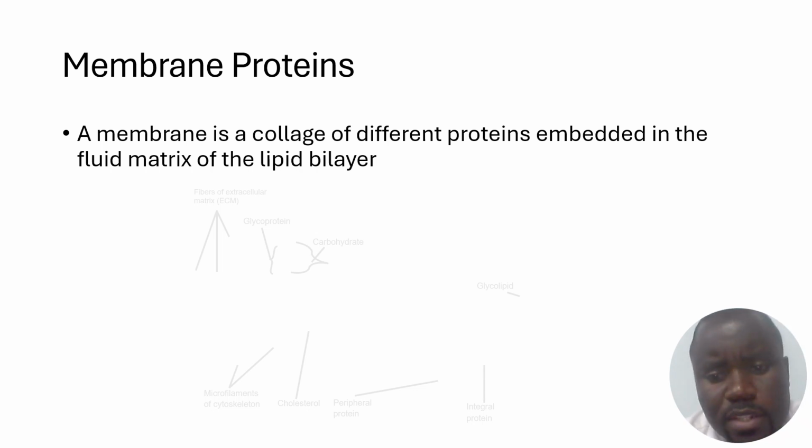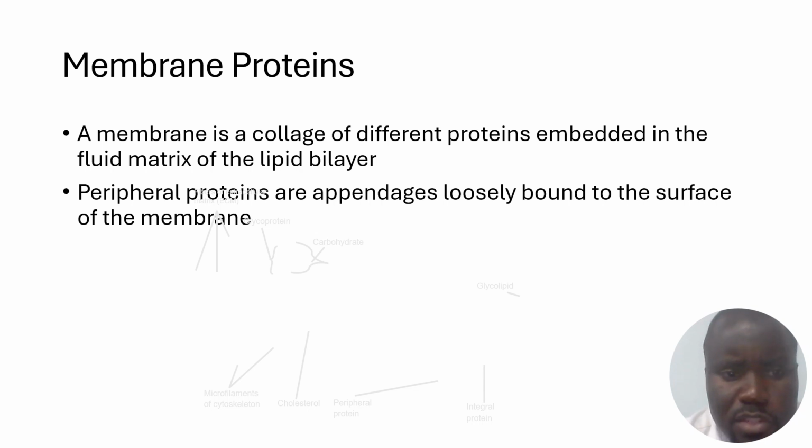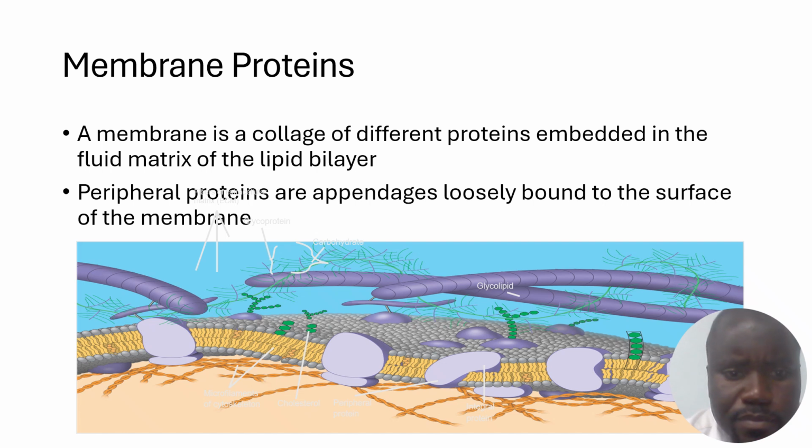If you still look at the membrane as described using the fluid mosaic model, we see that the membrane is a collage of different proteins embedded in the fluid matrix or the fluid bilayer. And some of these proteins are on the surfaces of the bilayer, so they are called peripheral proteins, and they are loosely bound to the surface of the membrane.